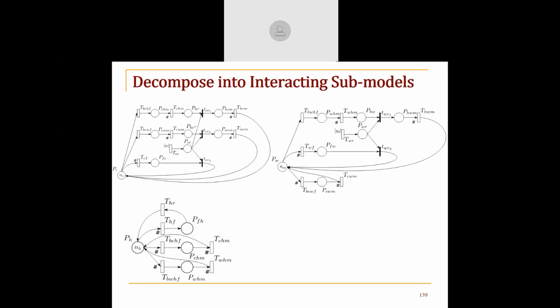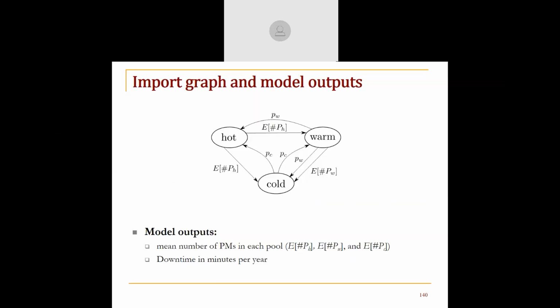And again, I can't go through the details. You have to go through the paper that I mentioned earlier in Transactions on Cloud Computing. And the import graph indicates here the interactions. So the probability P sub W is computed by the warm pool model and supplied as an input parameter to the hot pool model, and similarly for other parameters. So notice that this particular import graph is cyclic. That means that I cannot solve one model until I solve all the others.